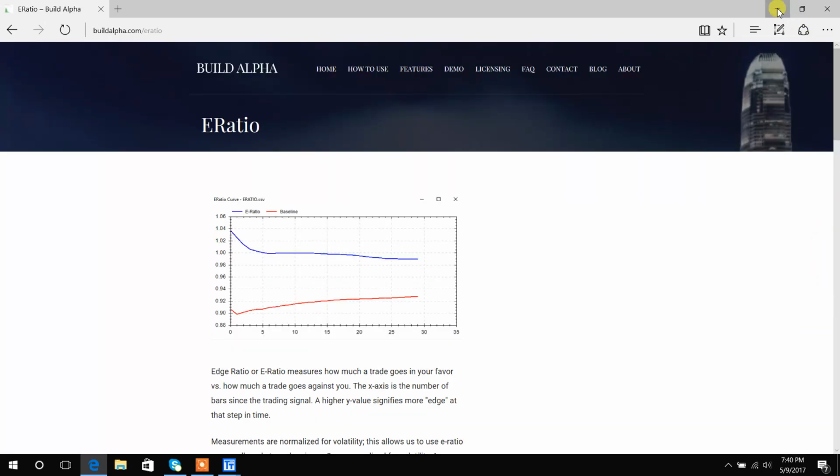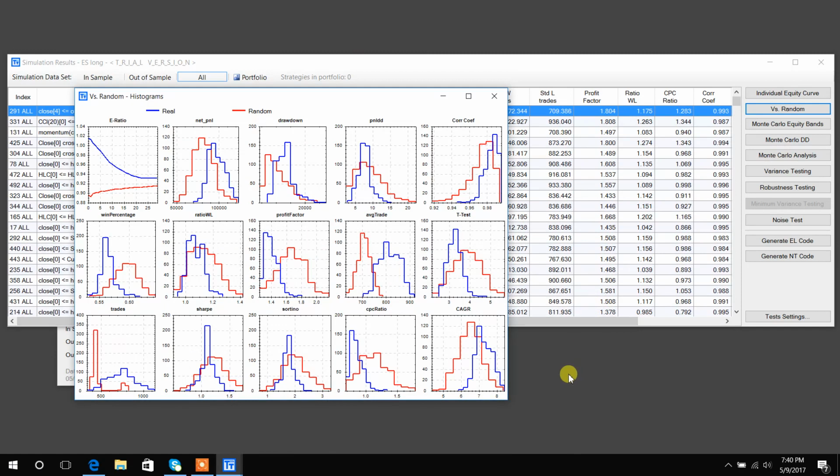It's a short read. It is my number one favorite indicator or performance metric or fitness function or whatever you want to call it. I will immediately throw out strategies if their E-ratio, the blue line, is below 1 and I'm looking for long strategies, or if it is above 1 and I'm looking at short strategies.